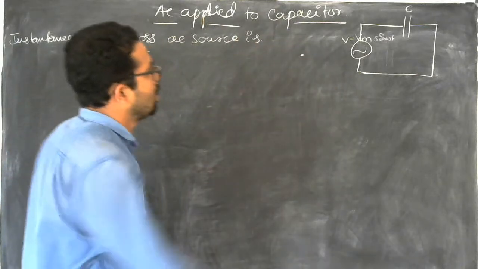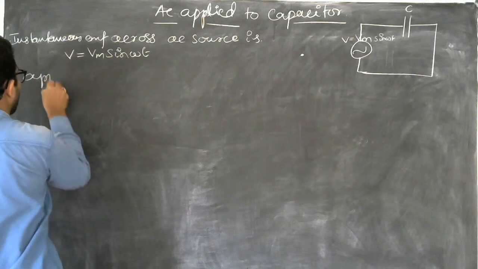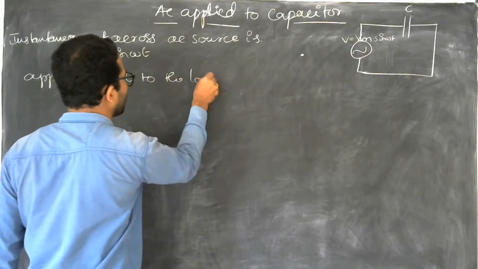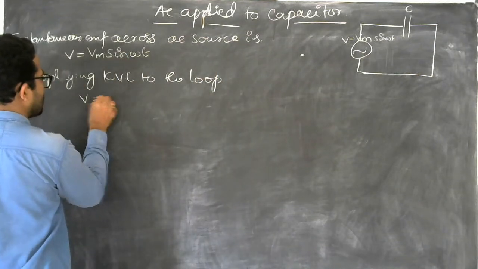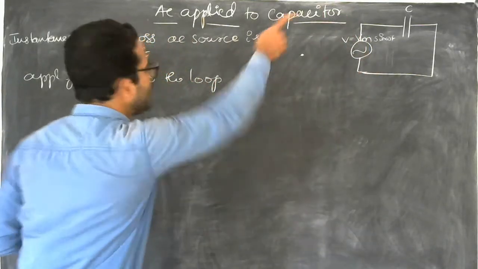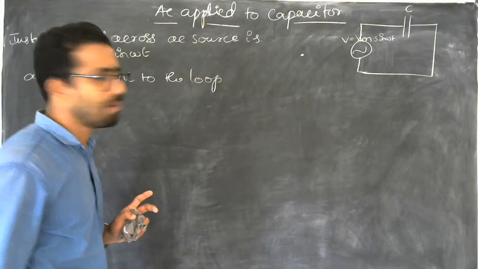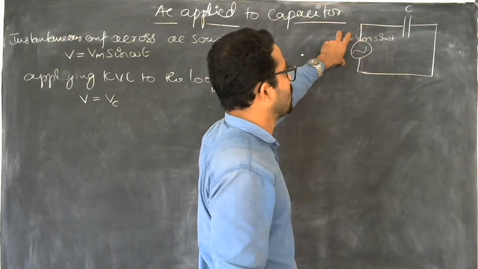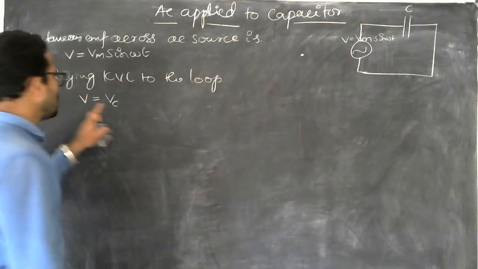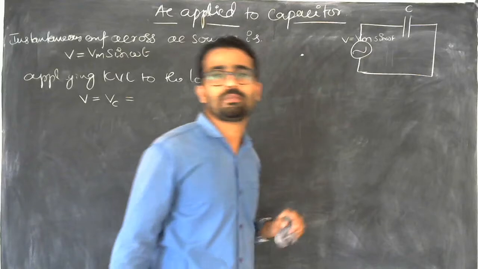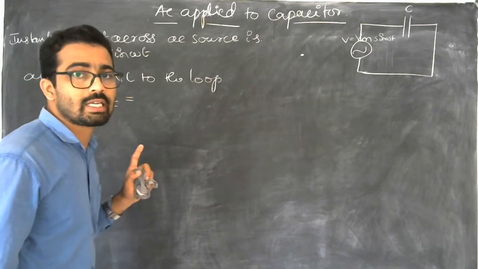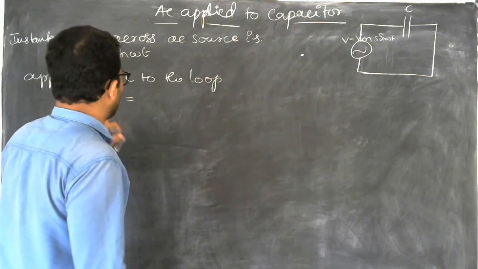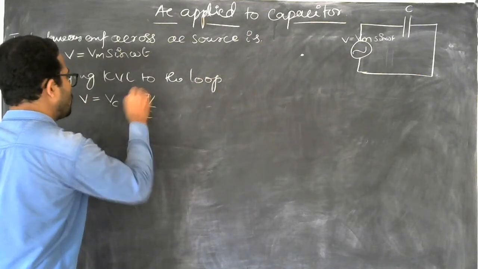Applying KVL to the loop, the voltage supplied by this source must be equal to the voltage across the capacitor. V is equal to Vc, since they are connected in parallel, the potential across the source must be equal to the potential across this capacitor. Vc means the potential across the capacitor. We know the formula C is equal to Q by V, so V is equal to Q by C.